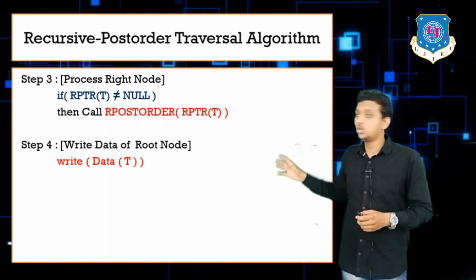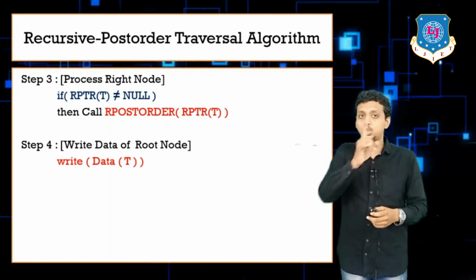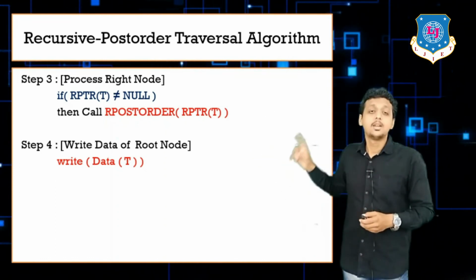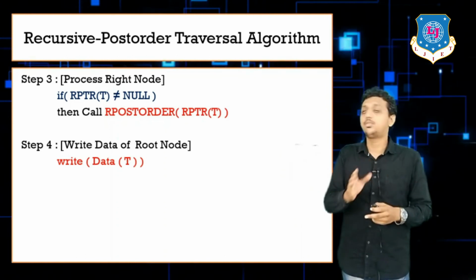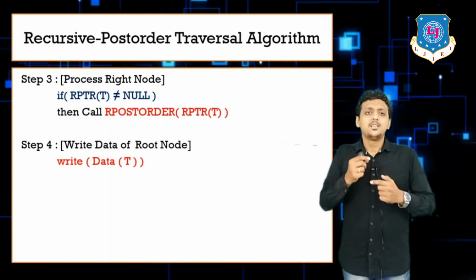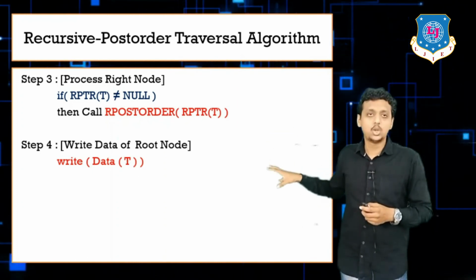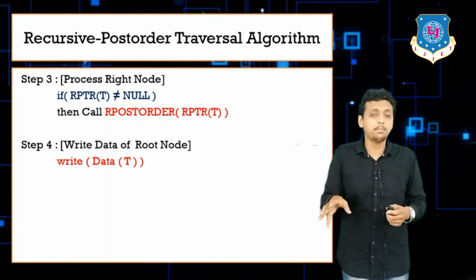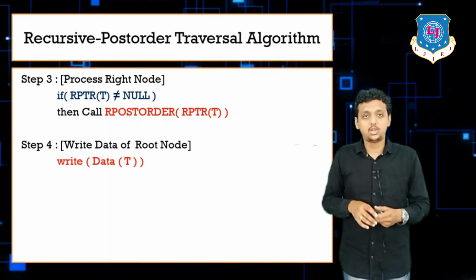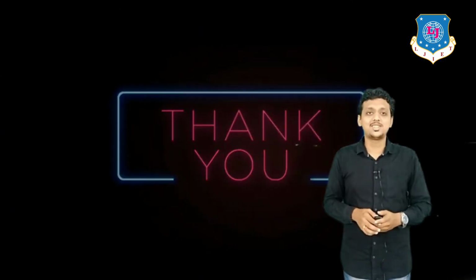I'm not going to show the tracing for post-order and in-order. You need to do that at home because I have already shown it for the pre-order traversal algorithm. So just take any example tree and try to implement these recursive algorithms, in-order, post-order and pre-order, on that particular tree. So that's it for today's lecture, students. Thank you so much.